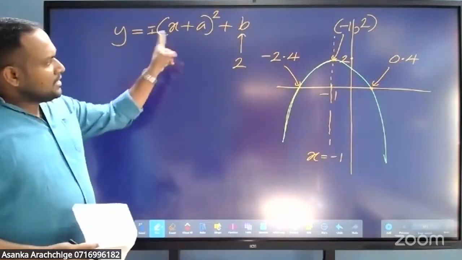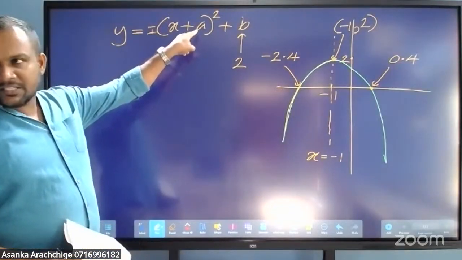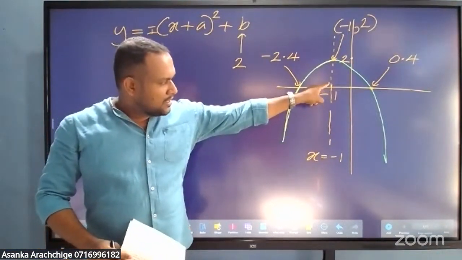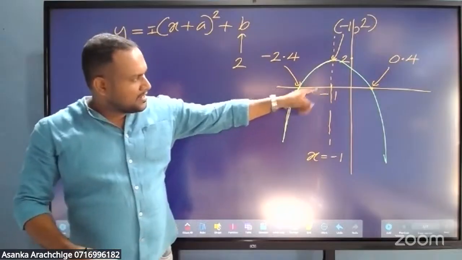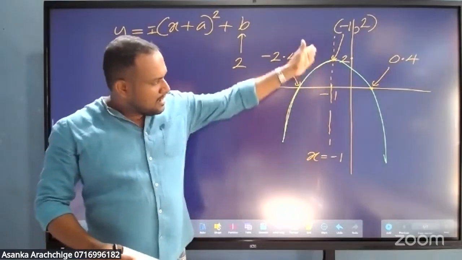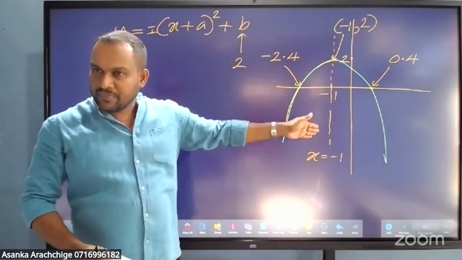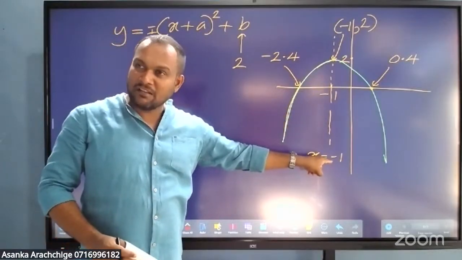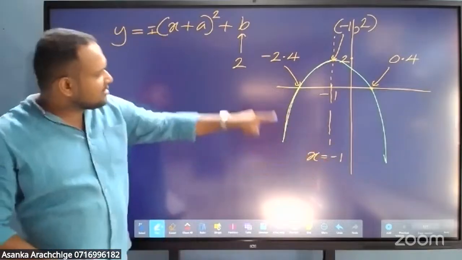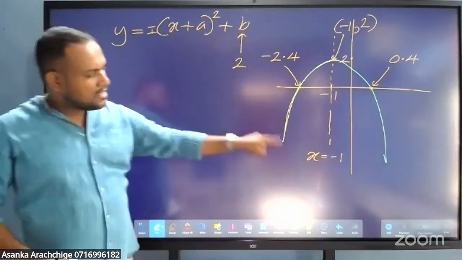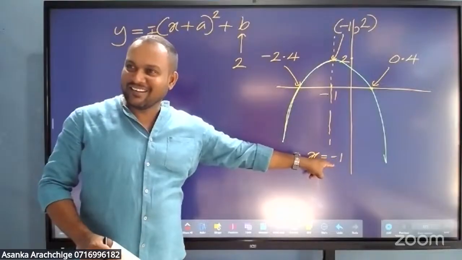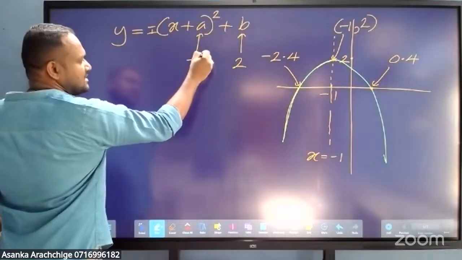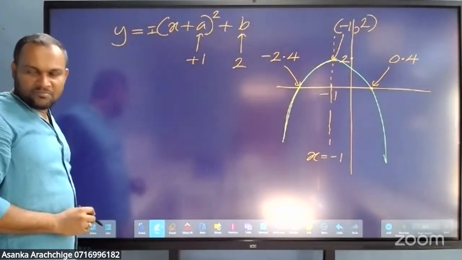Then the value of a is the additive inverse of the x coordinate of the axis of symmetry. The axis of symmetry is x equals minus 1. Then when it comes here, a is the other sign of minus 1. That must be plus 1. a must be plus 1. Is that clear?